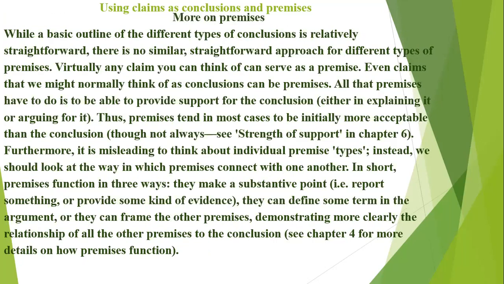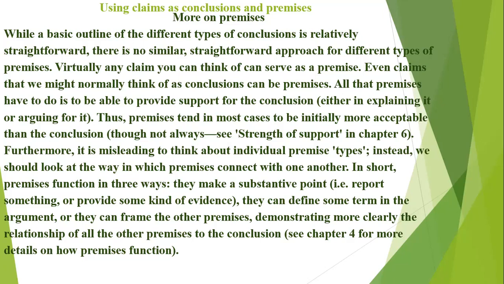More on premises. While a basic outline of the different types of conclusions is relatively straightforward, there is no similar, straightforward approach for different types of premises. Virtually any claim you can think of can serve as a premise. Even claims that we might normally think of as conclusions can be premises. All that premises have to do is to be able to provide support for the conclusion, either in explaining it or arguing for it. Thus, premises tend in most cases to be initially more acceptable than the conclusion, though not always. See Strength of Support in Chapter 6.